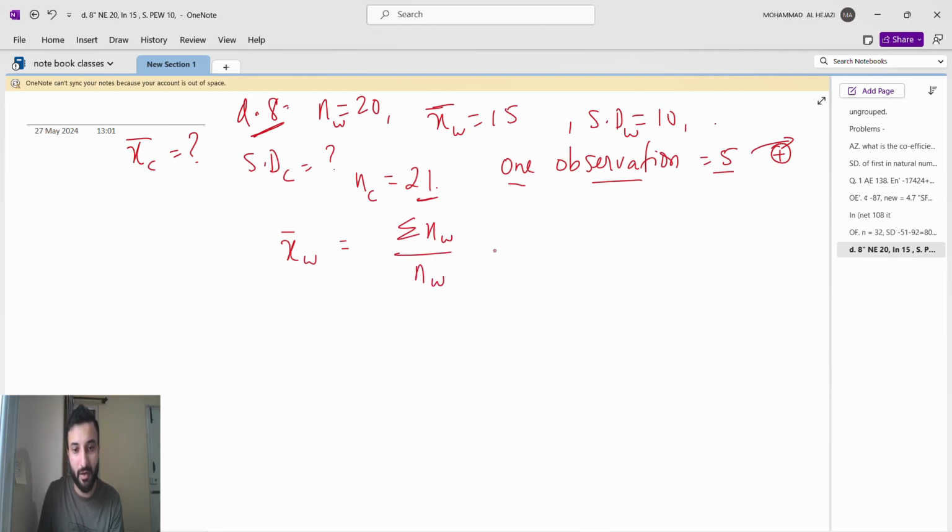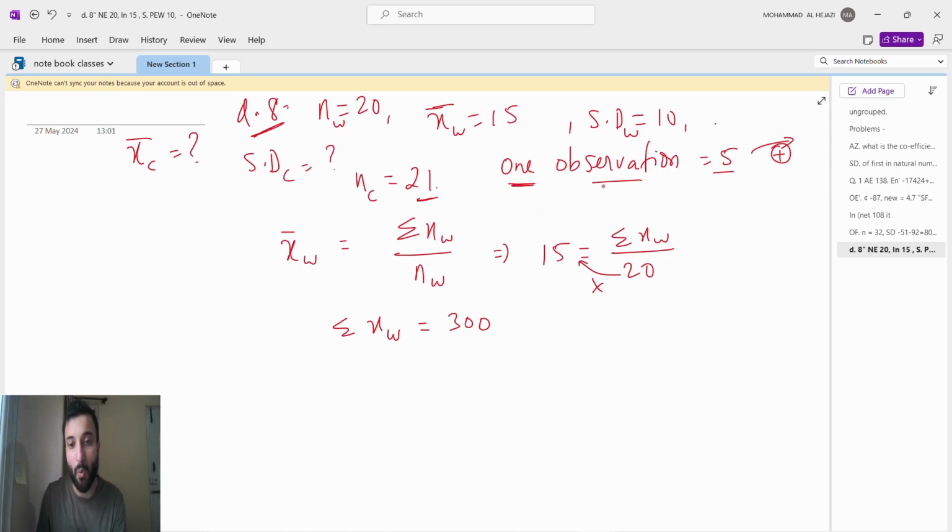As I have told you previously, everything will remain the same. 15 equals the sum divided by n, and n is 20. The 20 will go here and multiply. So the wrong sum of observations is 300. Then after that, one observation is left out whose value is 5, and that is being added.